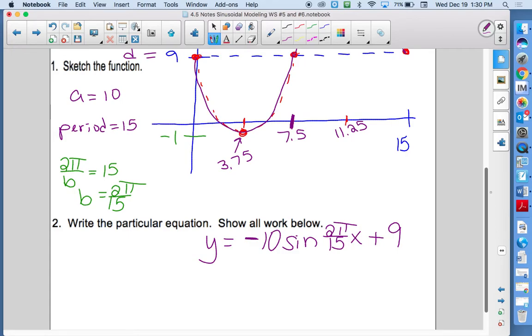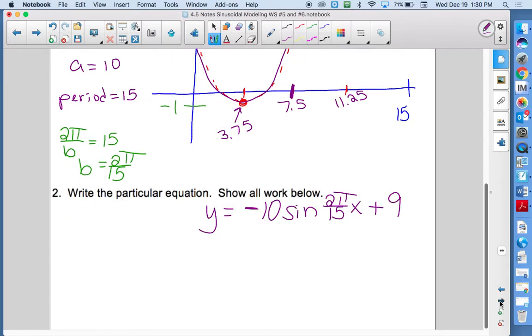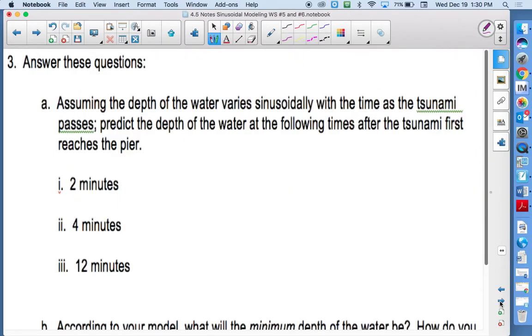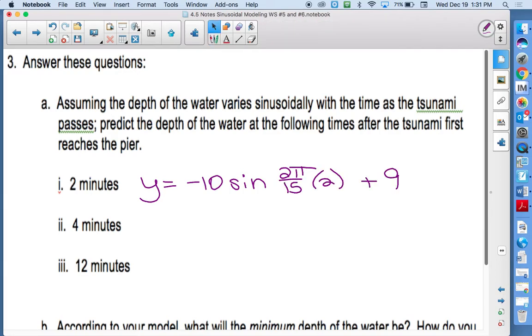So plugging this into the calculator, the first question wants you to see where the water is after 2 minutes. So you would use the negative 10. Make sure your calculator is in radians and not degrees. It makes a huge difference. And then we have 2 pi over 15 times 2, and then plus 9.